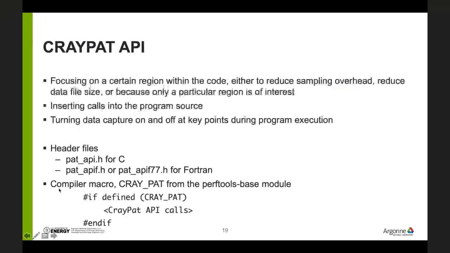I also use a compiler macro. If you load the perftools-base module, __CRAYPAT is defined. So if you use this compiler macro, you can implement the CrayPat API so that those calls are used only on a Cray machine with this module. So with #if defined(__CRAYPAT), I add the API calls, and then you can run this code on another system, for example an IBM system, because an IBM system doesn't have perftools-base. So this part will be automatically deactivated.